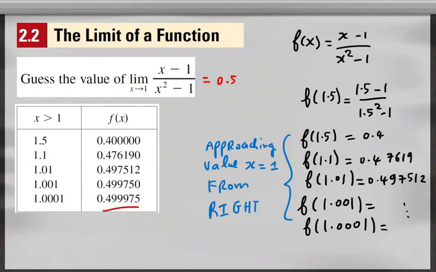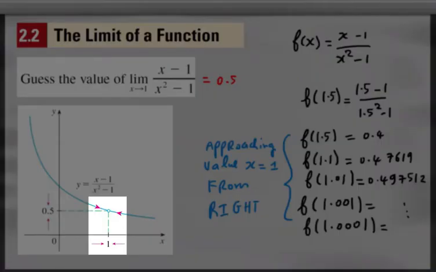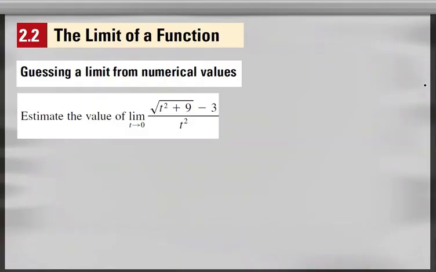And so it may seem that this function has a limit and that the limit is 0.5. And in fact, if you look at the graph of f of x, it is very clear that when x gets near 1, from either side of 1, without actually being equal to 1, f of x gets closer and closer and closer to 0.5. Let's do some practice.